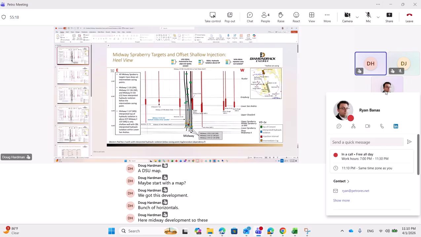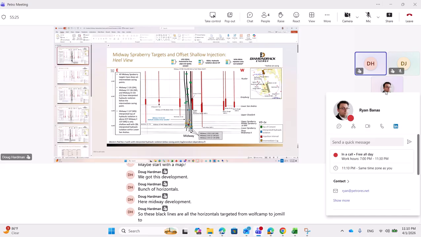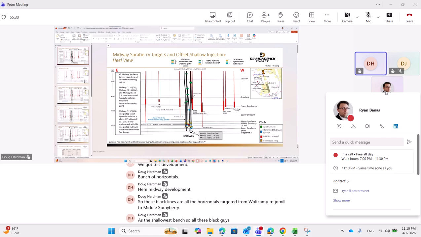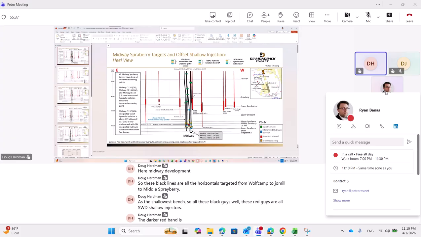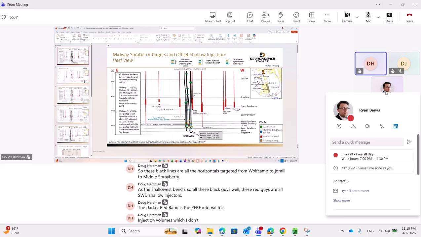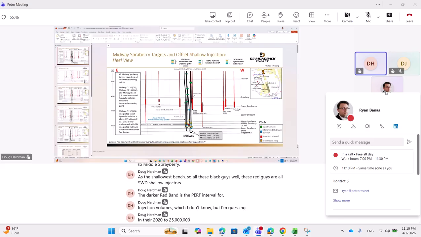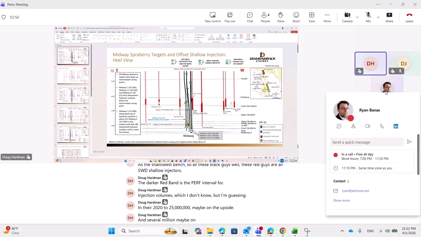We got this development, a bunch of horizontals here, midway development. These black lines are all the horizontals targeted from Wolfcamp to Joe Mill to Middle Sprayberry. This is the shallowest bench. These red guys are all SWD shallow injectors. The darker red band is the perf interval for the injection volumes, which I don't know, but I'm guessing they're 20 to 25 million on the upside, and several million maybe on the low side.